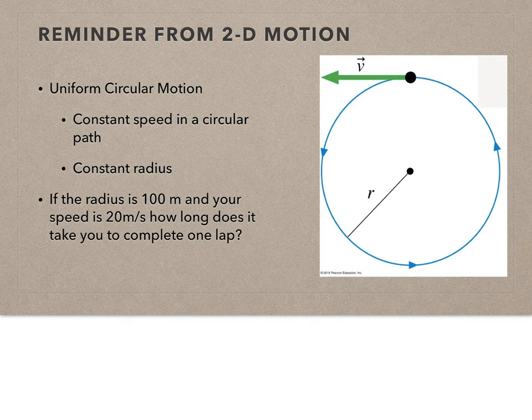First of all, we're going to go back to our previous chapters. I believe it was Chapter 3. We're talking about two-dimensional motion. At the end of that chapter, there was a little section called centripetal acceleration. Now, we called that uniform circular motion. And what the uniform means is constant speed in a circular path. Of course, that also implies a constant radius.